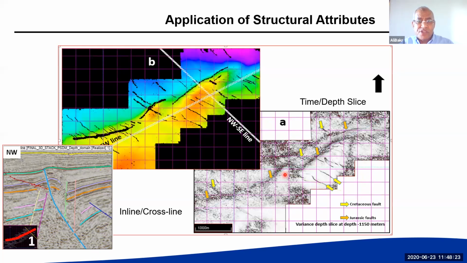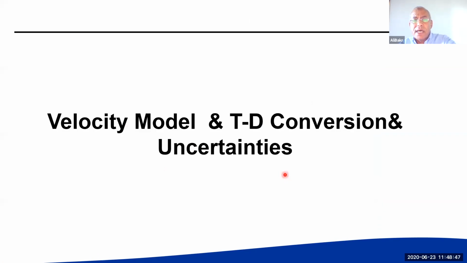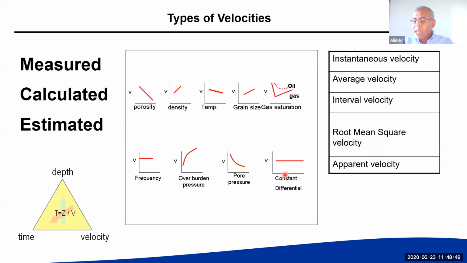But there is a question. Your data is in the time domain, and if you build a structural model in the time domain, you would never be able to follow up with the next step to calculate reserves. So you need to change all of your data. If it's not in the depth domain from the beginning, you need to change it to the depth domain. How can I do that? I can do that with what we call a velocity model. I have to take my data and change it from the time domain to the depth domain.